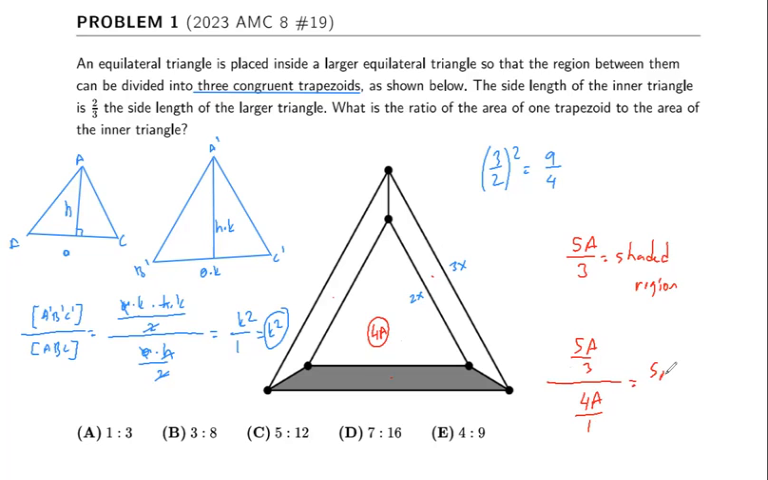5/3 divided by 4. So I can just write it as over 1. So 5A over 3 times, you flip this guy, so that will be 1 over 4A. So the A's will cancel. You got 5/12. And that is the final answer.